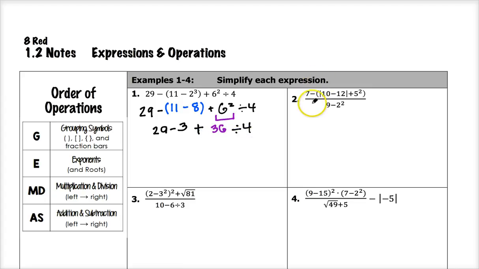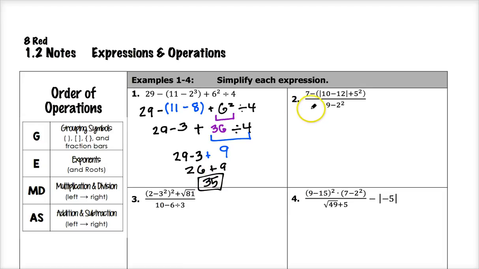So now we're done with our exponents and our grouping symbols. We do multiplication and division left to right. I don't see any multiplication here, but I do see some division here at the end. 36 divided by 4 is 9, and there was a plus sign in front of that. So we have 29 minus 3 plus 9. And now it's just addition and subtraction, so we just work left to right. 29 minus 3 is 26, and plus 9 is 35.